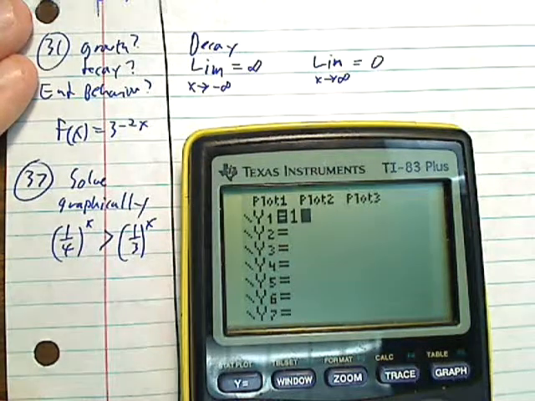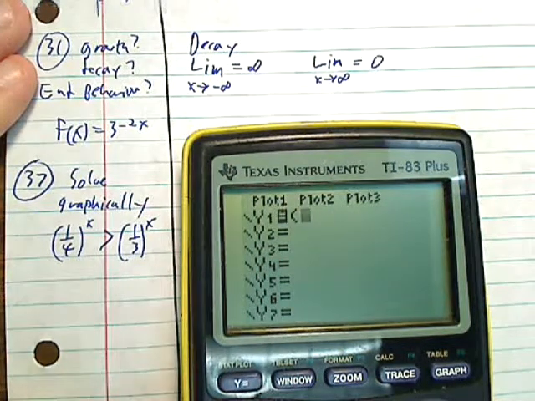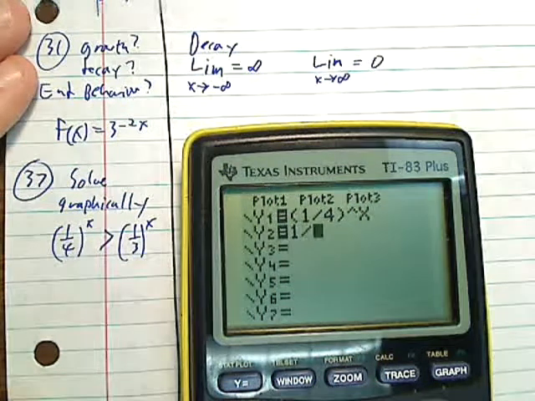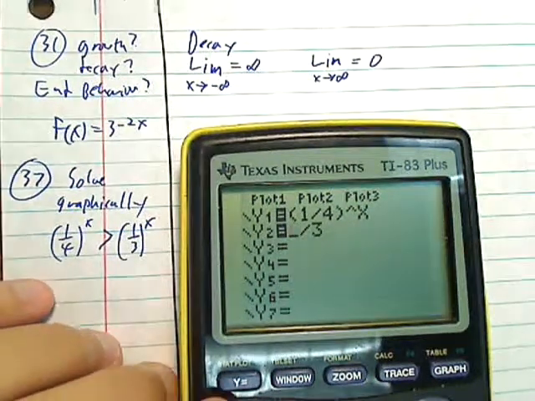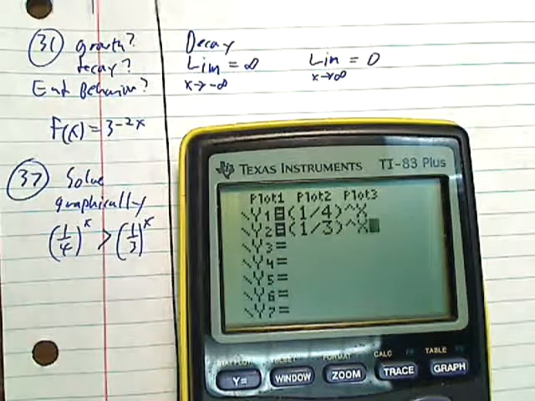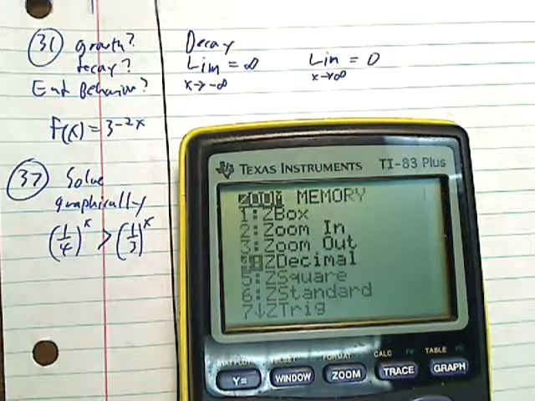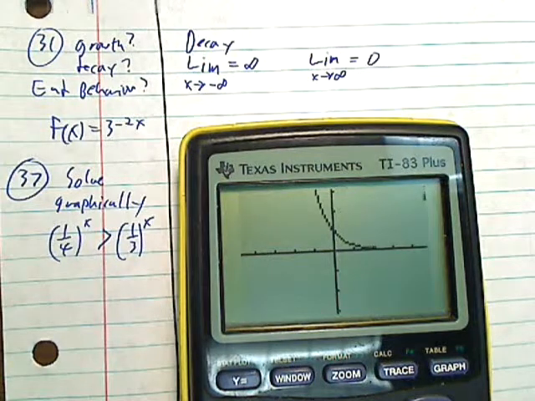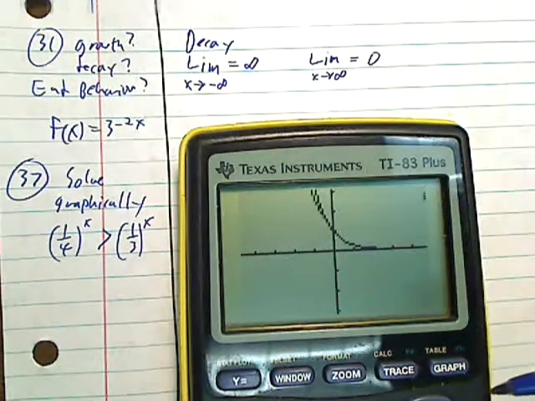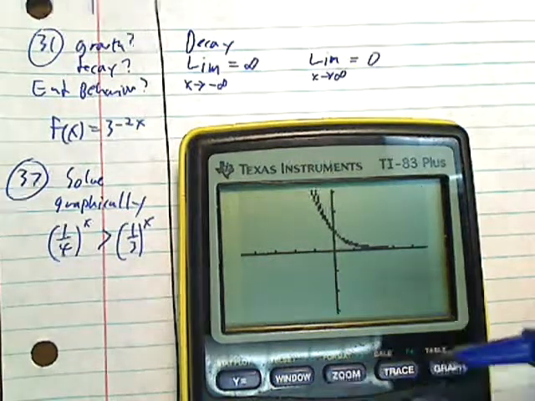So I'm going to raise this to the x power. So 1, parentheses, 1/4 to the x, probably would be easier to just type 0.25, and 1/3 to the x. I did it again. That's lovely. Okay, and I want to know when the first line is greater. And I'm going to zoom decimal here because I don't know how much. Okay, there's 1/4 to the x. That's the first function. And there's the second function.